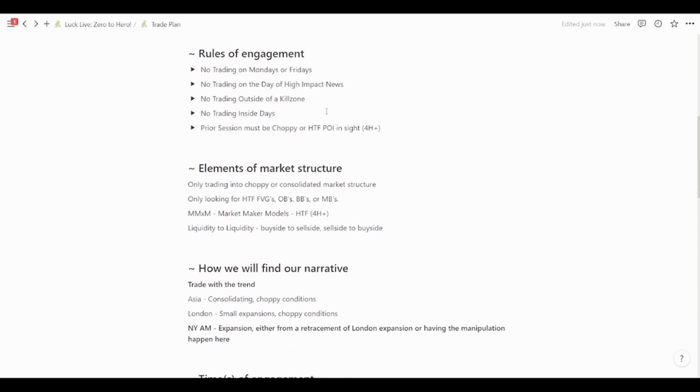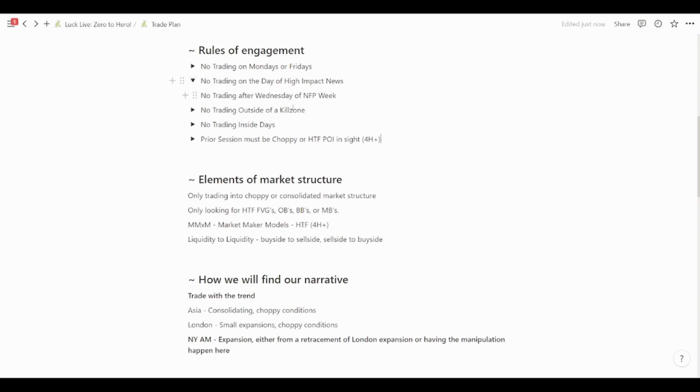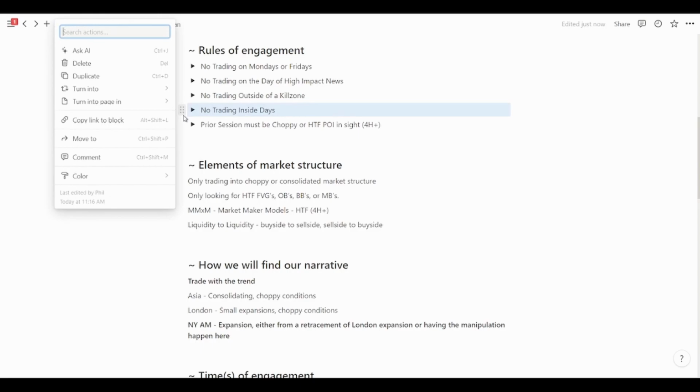Rules of engagement, again, no trading Mondays or Fridays. No trading on the day of high impact news, or after Wednesday of NFP week. No trading outside of our kill zone, starting at 8:30, and then no trading inside days where the order flow is... I sometimes don't like this rule, because on inside days, if we get the manipulation at the New York session, we're going to be able to find good expansion towards the previous day's high or previous day's low. So I'm actually going to take out this rule.